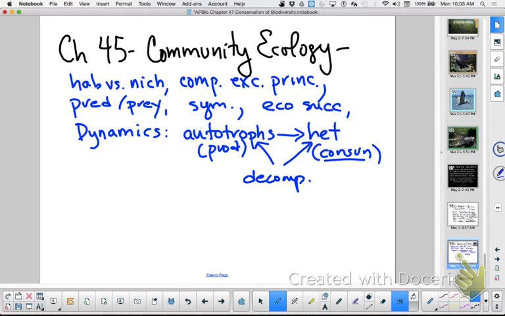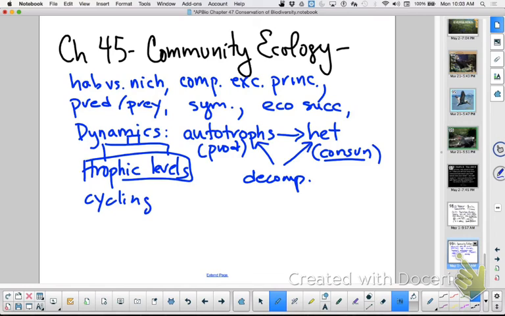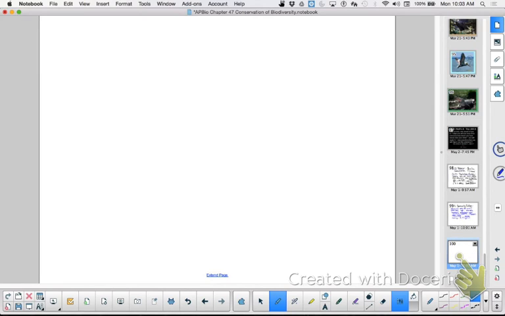Cycle. Oh, don't forget we talked about trophic levels. And then we stacked those for pyramids. Remember that? Ecological pyramids, when we stacked up our trophic levels. Cycling. What are the cycles you need to know about? Nitrogen, phosphorus, water, carbon. Carbon. Good. All right. That was it for chapter 45. Moving on to chapter 46. Chapter 46 was climate and the biosphere.